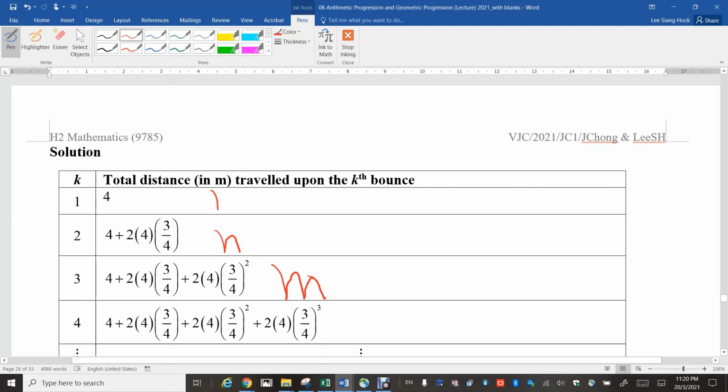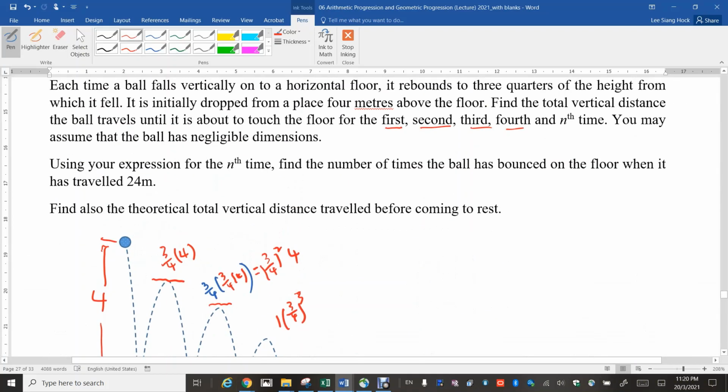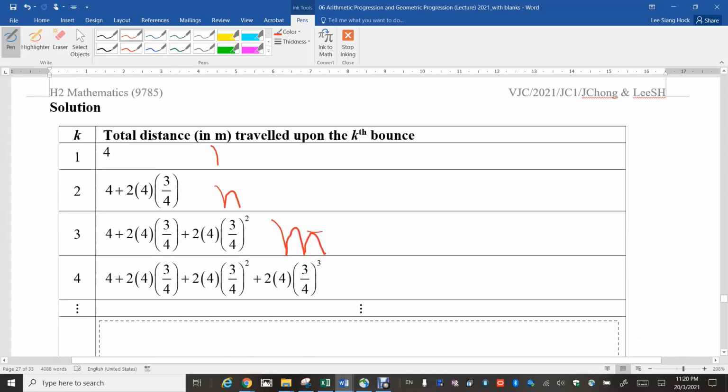This is 2 times 4 times 3/4 squared, and so on. So from here, if you look at the question, it only asks for the total distance traveled, right? Unless the question asks for the exact values, we do not need to simplify the expression, so that we can see the pattern.